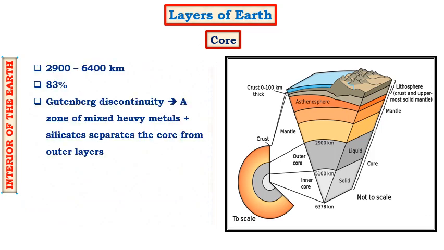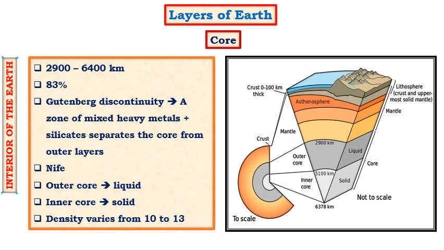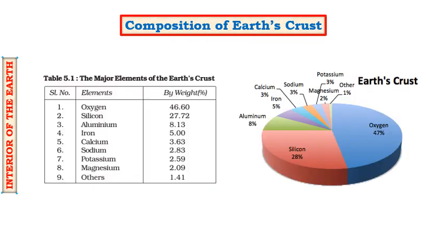The other discontinuity that is important is referred to as the Gutenberg discontinuity. Gutenberg discontinuity is between mantle and core. Okay, Gutenberg discontinuity. That's the most you need to remember. Nife, I already told you, and we've discussed that. I'll not go into the details here.